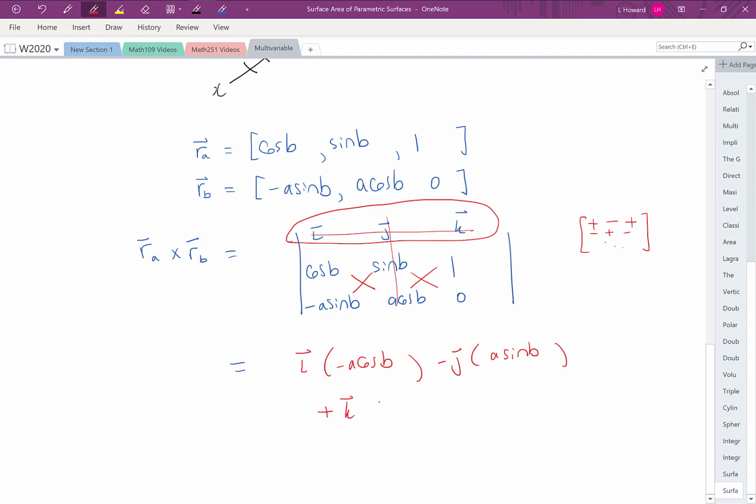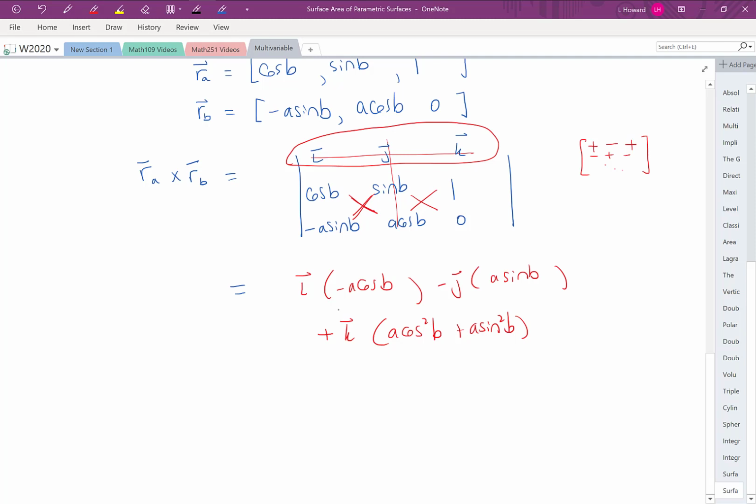So we're going to go plus vector k times that 2 by 2 determinant, which is going to be a cos squared b plus a sine squared b. If we were to factor out the a here, you'd have a times cos squared b plus sine squared b, which would be 1. So in other words, this whole thing is just becoming a. If we write this vector in component notation, we'd have minus a cos b, minus a sine b, and then a.